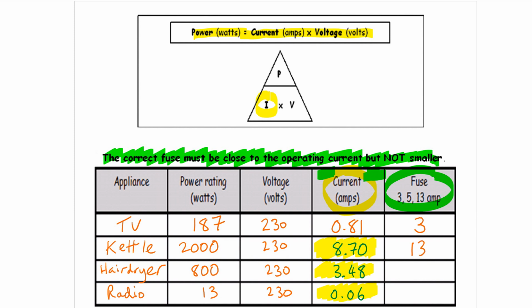For the hairdryer, we've got an operating current of 3.48 amps. That would blow a 3 amp fuse. And so you have to go to the next one up, which will be a 5. And then our radio has a very small current, 0.06. So a 3 amp fuse would be just fine.